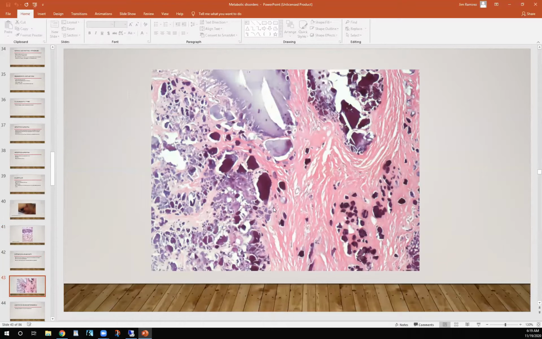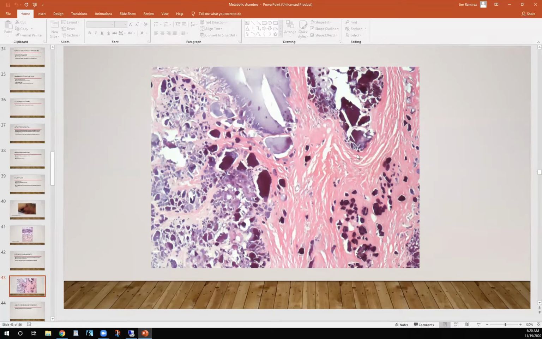So calcium is calcium, no matter what condition. It's all going to look the same. The distribution and the degree might be different. For example, here we have this very extensive involvement, but it's still going to look the same microscopically, in that you get this purplish granular material that's very easy to identify once you've seen it a few times.